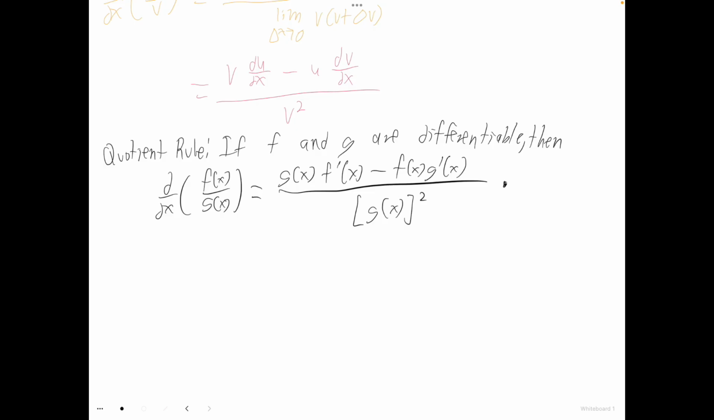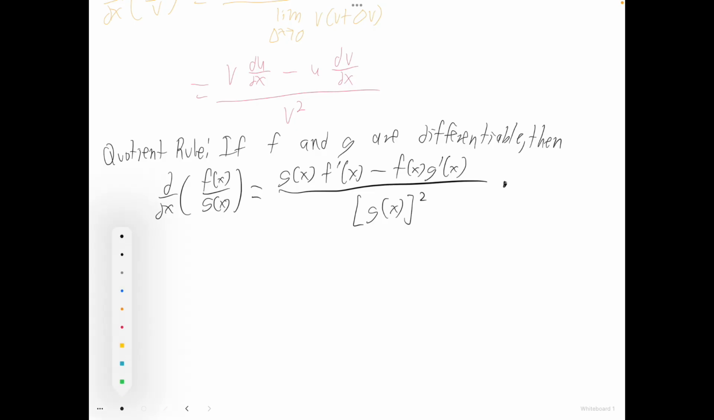So now the quotient rule says that the derivative of a quotient is the denominator times the derivative of the numerator minus the numerator times the derivative of the denominator, all divided by the denominator squared. And so that is kind of complicated to remember.